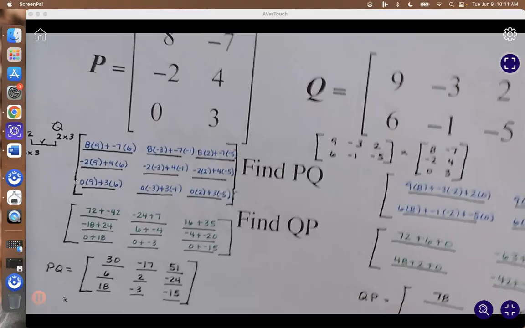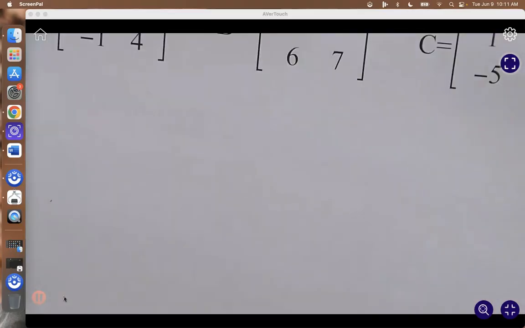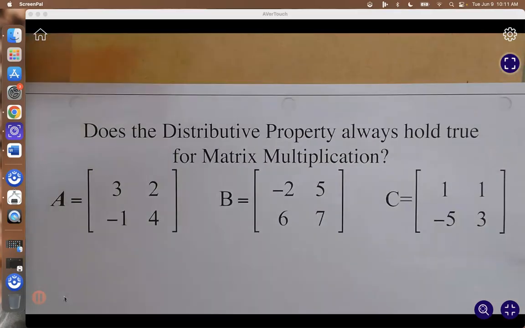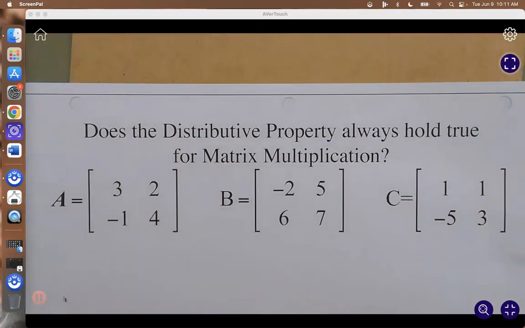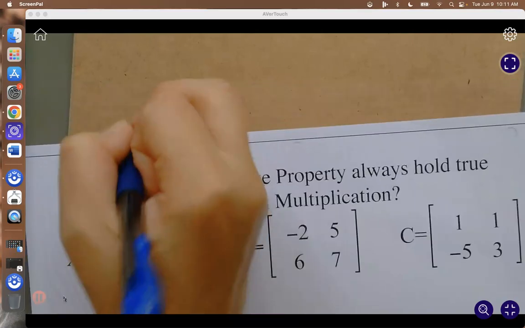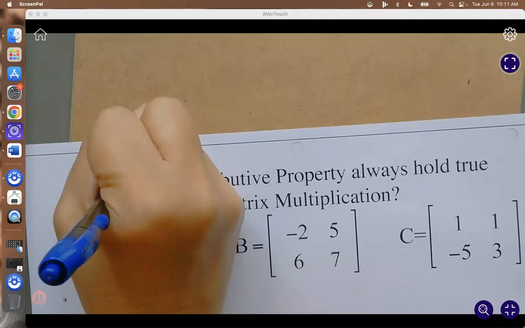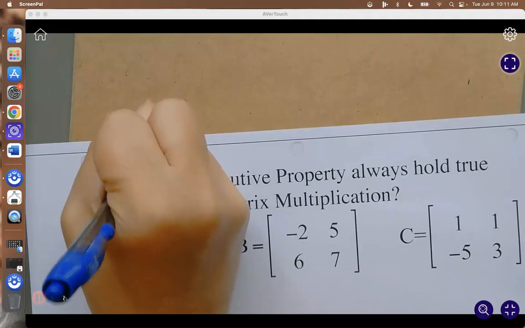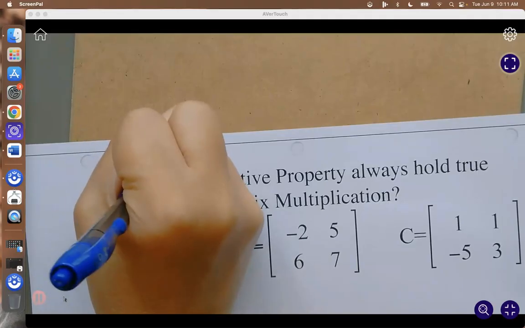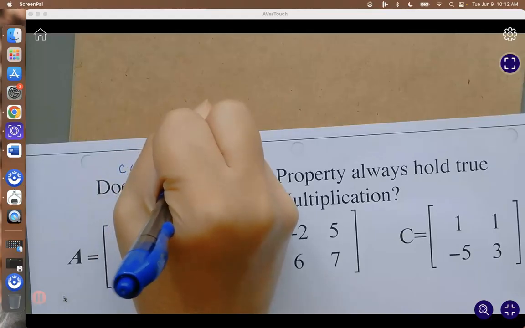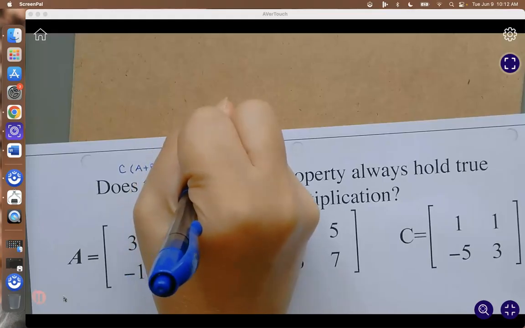Now, let's check one other thing. Let me zoom back out here. Does the distributive property always hold true for matrix multiplication? So, what we're going to try here is we're going to say, does C times (A plus B) equal C times A plus C times B?